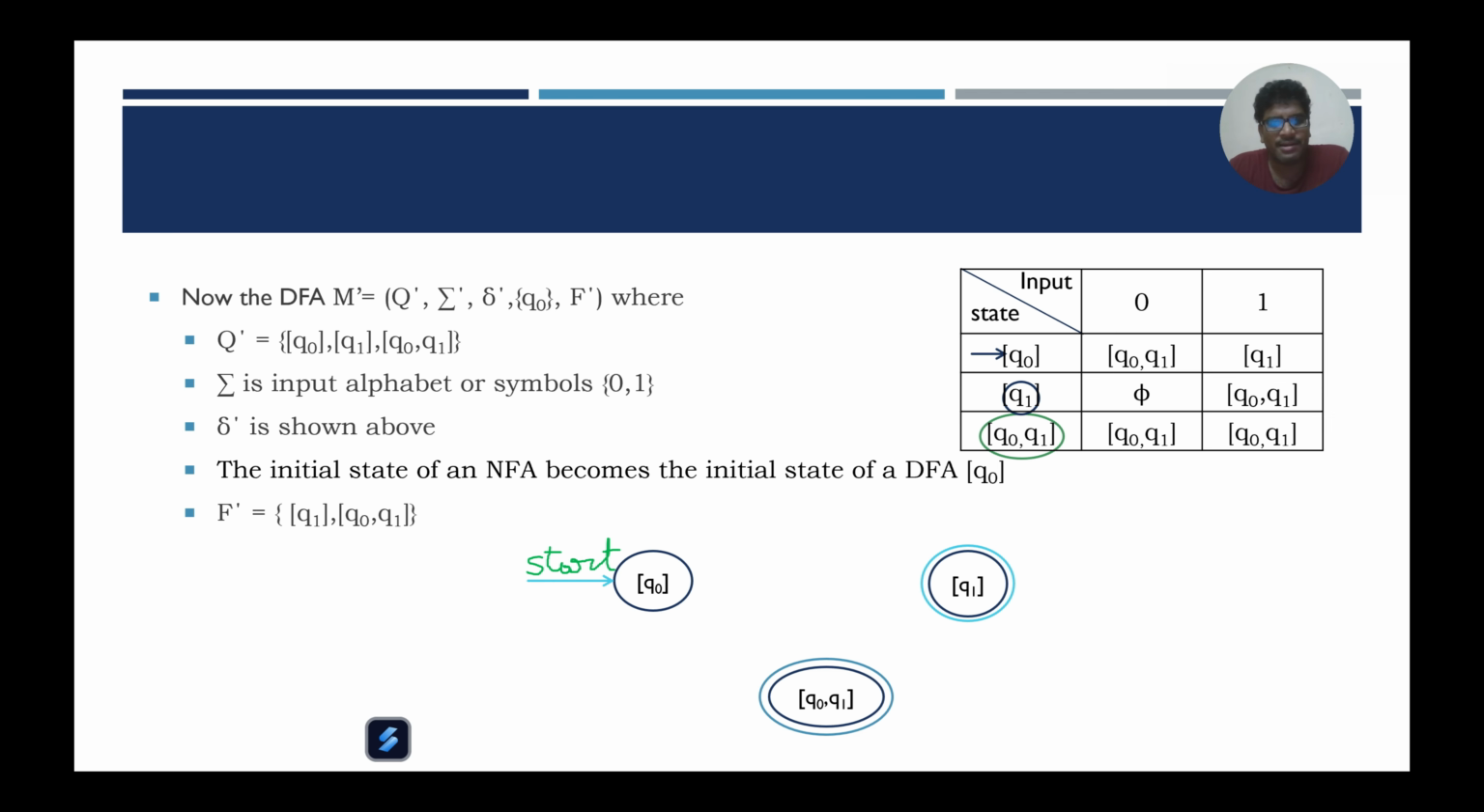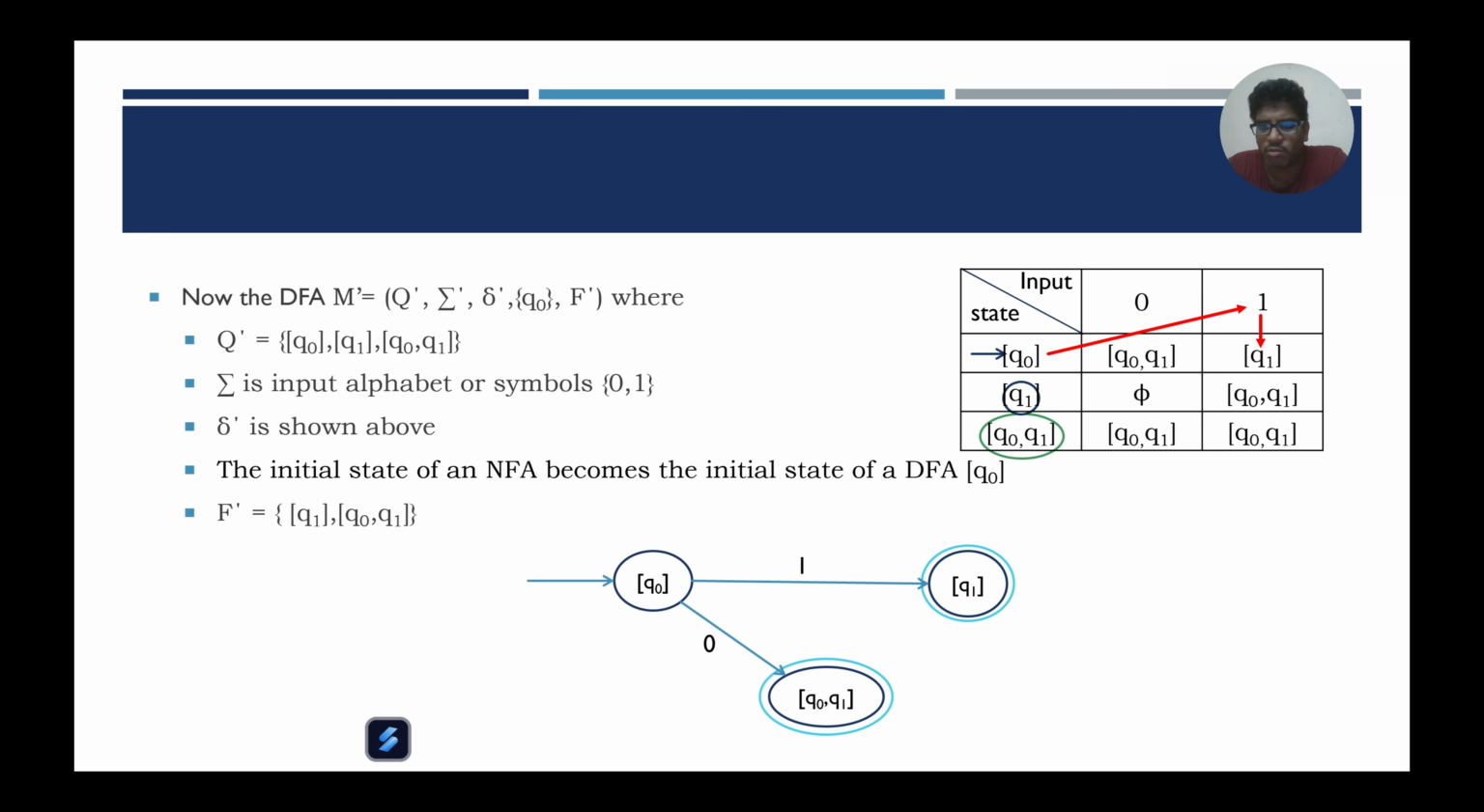Now we have to draw the transitions between the states. The initial state is Q0, so Q0 on 0 moving to the state Q0, Q1. So we have to draw the transition between Q0 and Q0, Q1 states, that means these two states, with input symbol 0. Next we have to draw the transition Q0 on 1 moving to the state Q1. So we have to draw the transition between Q0 and Q1 with input 1.